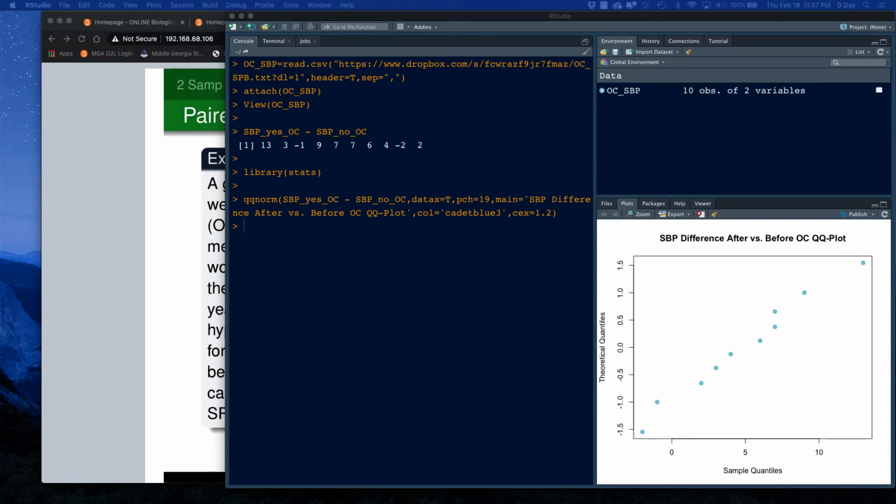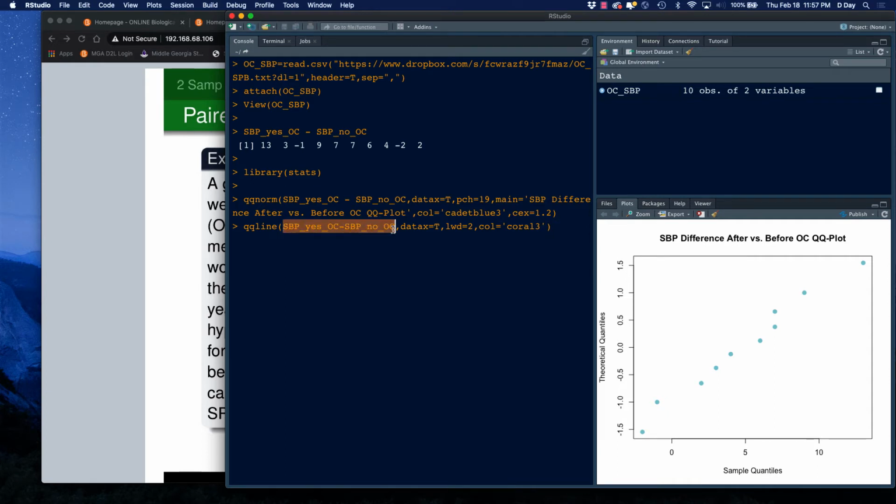And so the same settings that I had for the QQ norm, I'm going to have in my QQ line. So notice I still kept the yes group minus the no group. I kept my data x equals true in both. If you leave that out, then you want to leave it out in both. But I recommend, again, setting this equal to true, so the data values are represented along the x-axis. I changed my line width to be a little thicker than the normal one, so I set it to 2. I can set it to anything I want. You don't want it to be too thick, but then I changed my color there just to have some fun with it. So there we go.